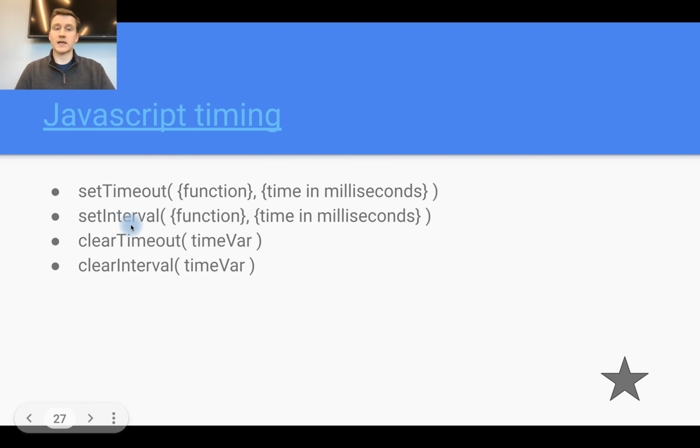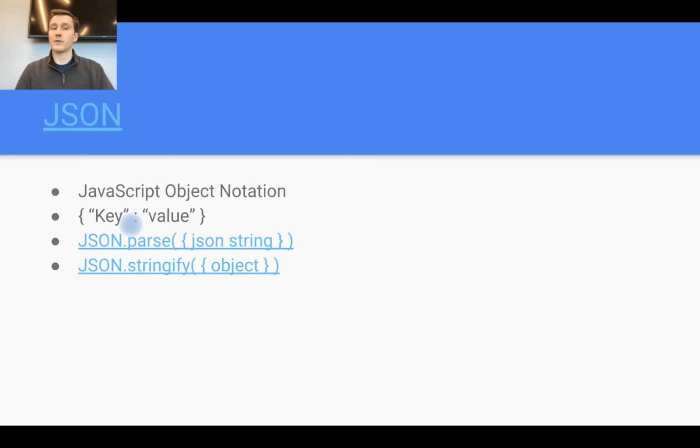All right, then we have JavaScript timing. So setTimeout and setInterval can be used to delay the call of a method, and then we have clearTimeout and clearInterval. These will remove those delays. And then we looked at the JavaScript Object Notation. So the JavaScript Object Notation known as JSON, right? This JSON allows us to parse a string and create an object which can be transported across the internet.